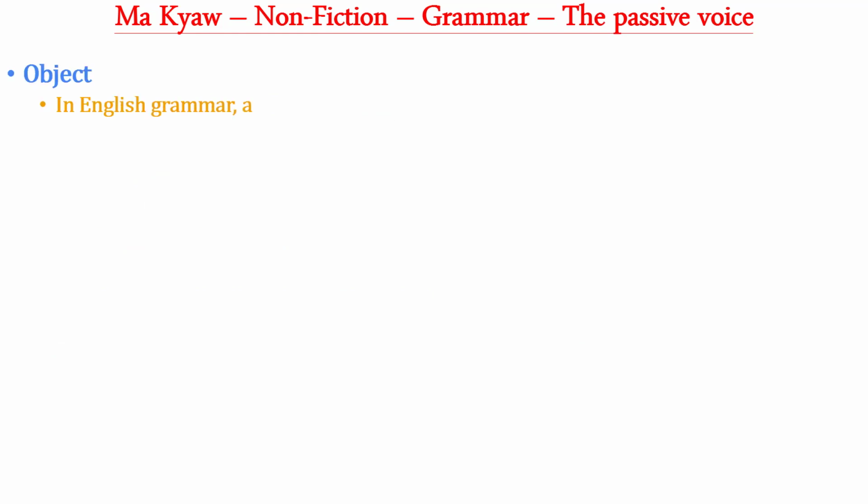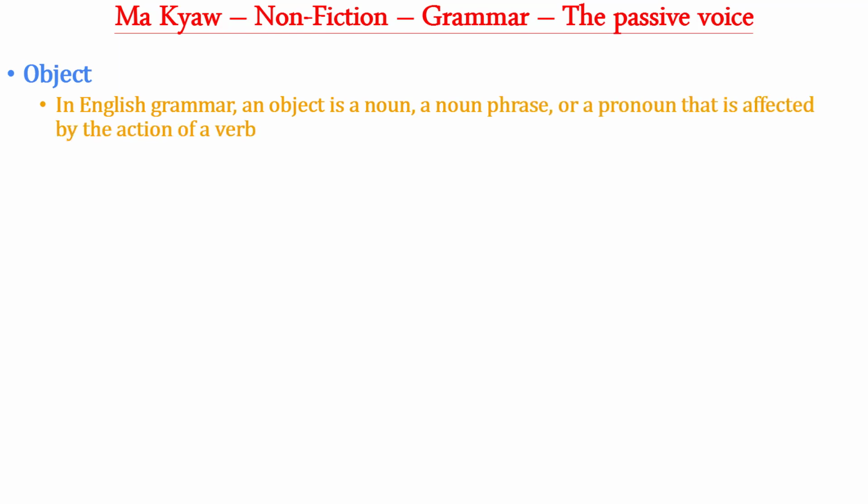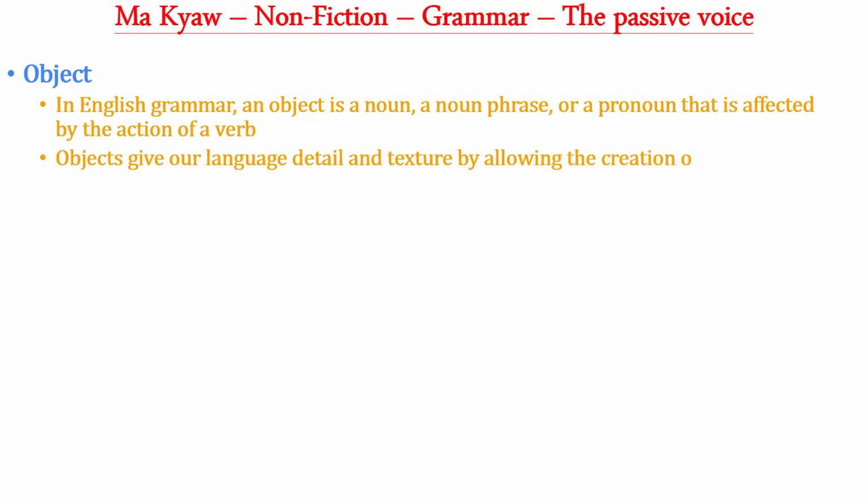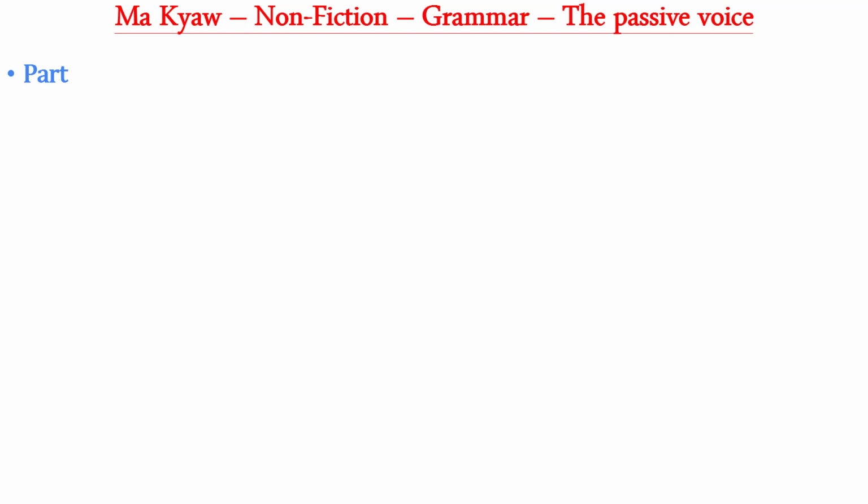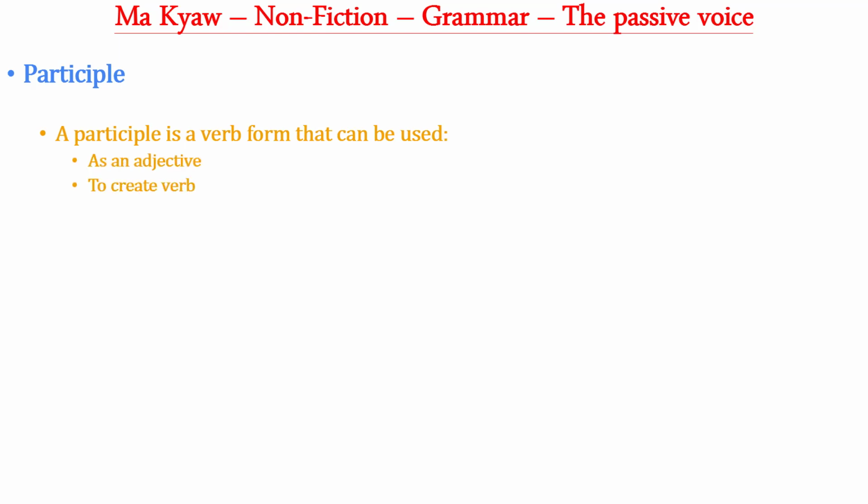So what is an object? In English grammar, an object is a noun phrase, or a noun that is affected by the action of a verb. Objects give our language detail and texture by allowing the creation of complex sentences. So now the last component is the participle. A participle is a verb form that can be used as an adjective, to create verb tense, or to create the passive voice.